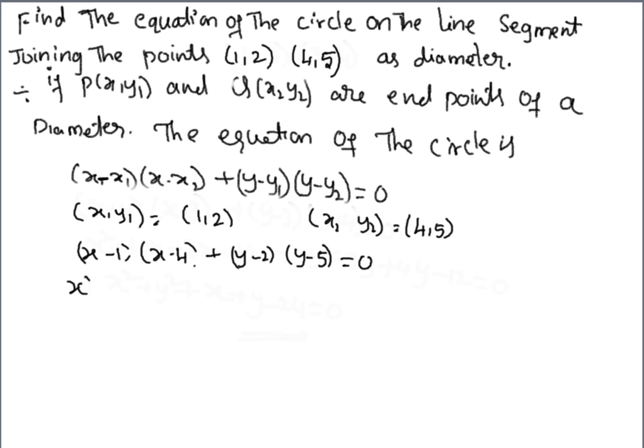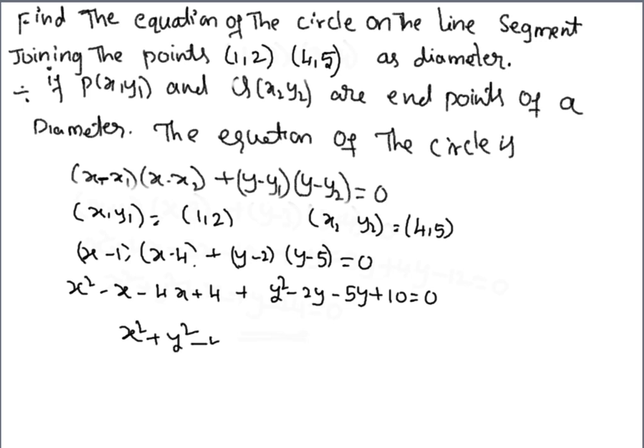That is x square minus x minus 4x plus 4 plus y square minus 2y minus 5y plus 10 is equal to 0. This is x square plus y square, minus x minus 4x that is minus 5x, minus 2y minus 5y that is minus 7y, and 4 plus 10 that is 14, is equal to 0. This is the equation of the required circle.